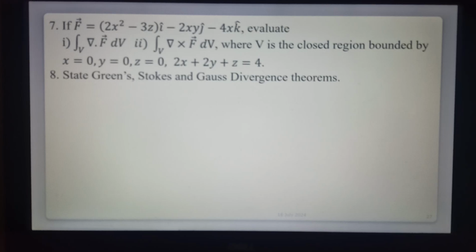So next question, state Green's, Stokes and Gauss divergence theorems. So this is also a 2 marks question, the statement of these theorems. This is also an important question. Do practice the 3 theorem statements.